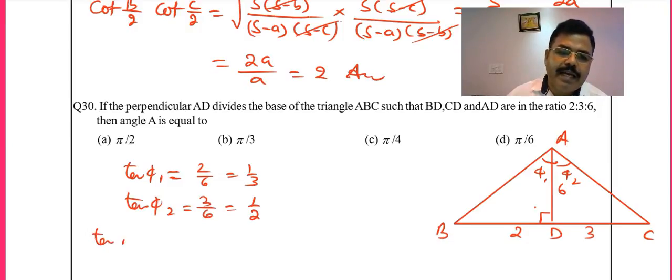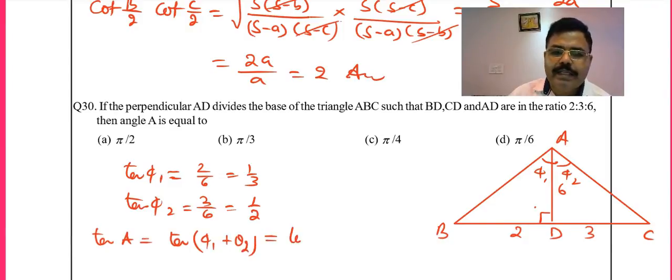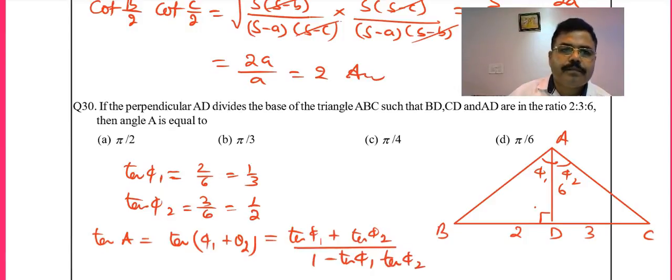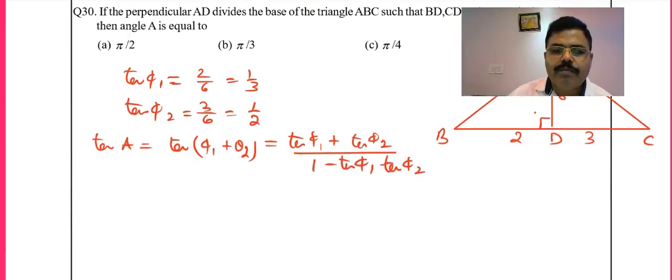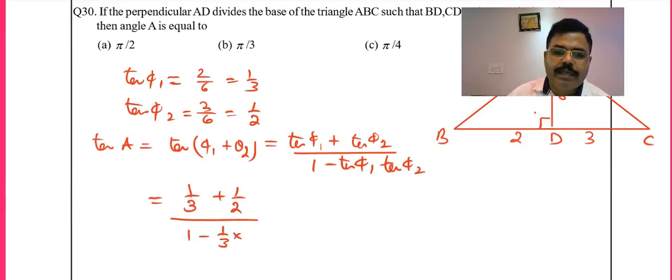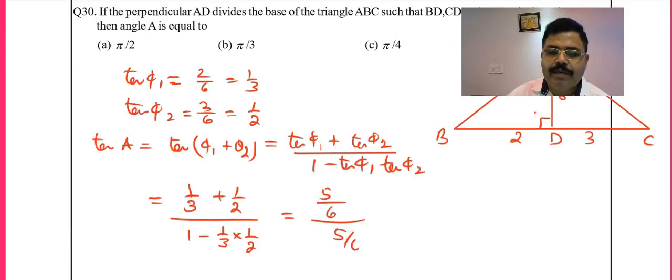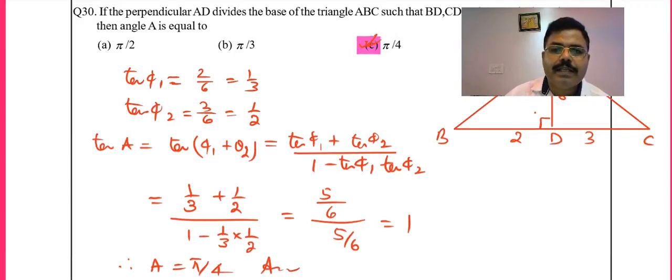And tan A is equal to tan of phi 1 plus phi 2. So we can write tan phi 1 plus tan phi 2 upon 1 minus tan phi 1 tan phi 2. Putting in the values, tan phi 1 is 1 by 3 plus 1 by 2 upon 1 minus 1 by 3 into 1 by 2. That will be 3 plus 2, 5 by 6, and this is 1 minus 5 by 6, that is 1 by 6. So the ratio is 1. So clearly A is equal to pi by 4, and that will be the solution. So the answer is C. In that case the answer is C only.